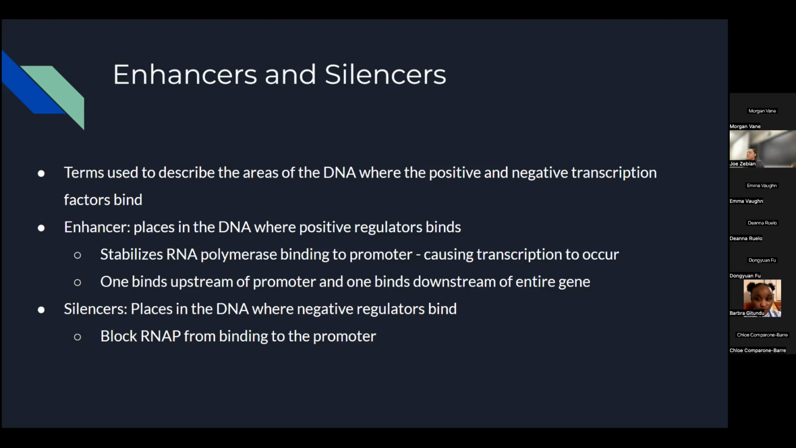And then silencers are places in the DNA where negative regulators bind, and these block RNA polymerase from binding to the promoter because they're going to want to decrease the amount of transcription. They're a silencer. Okay, any questions on this?